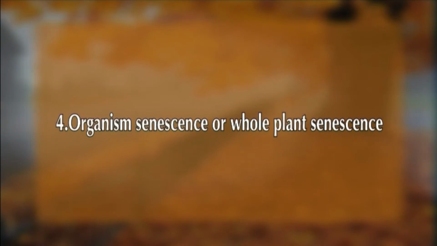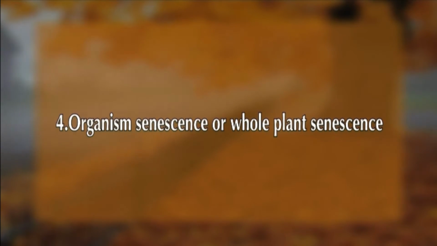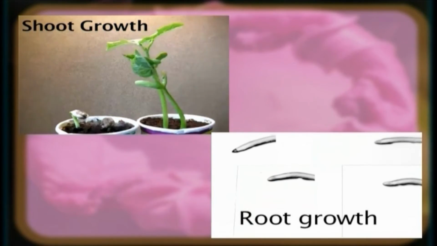The senescence of leaves and branches in response to environmental stress represents an adaptation either to reduce the water evaporative surface or to allow better light perception by the plant. Number 4. Organism senescence or whole plant senescence. Whole plant senescence is accompanied or preceded by a decrease or cessation of both shoot and root growth.